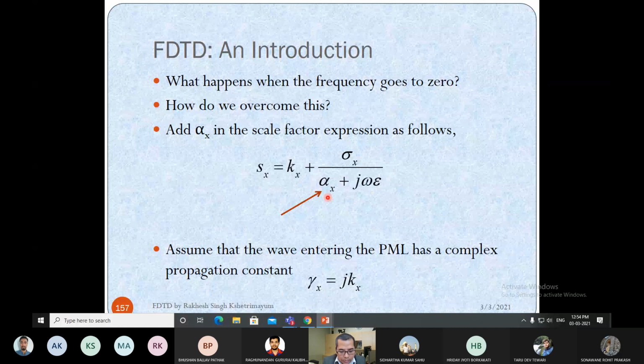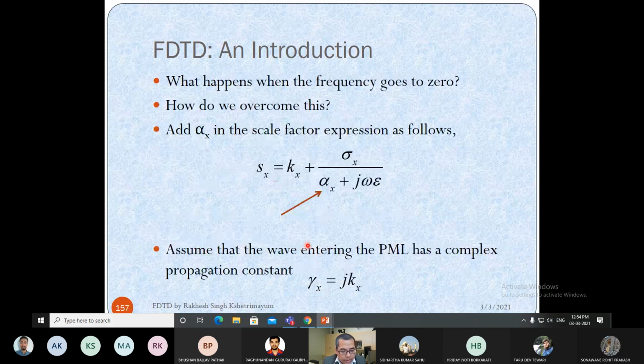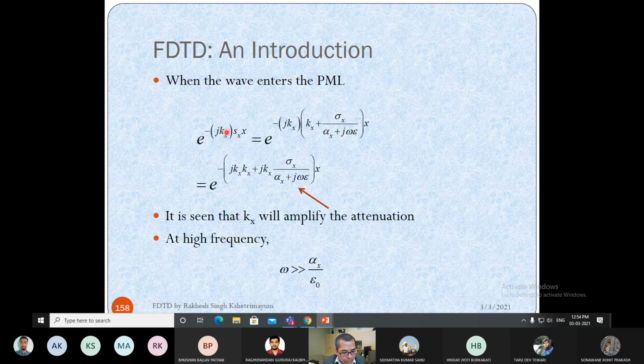What happens? We want to see what is the effect of this scale factor at the low frequency. We can see that. So now let's assume that propagation constant gamma x is jkx. What I meant to say is that there is a wave propagating along the x-axis. So when I multiply by this scale parameter with this propagation constant, what happens? Let's try to see that. If I multiply by this scale parameter to this propagation wave vector, actually what you have is exponential minus gamma x, the wave propagating along the axis.